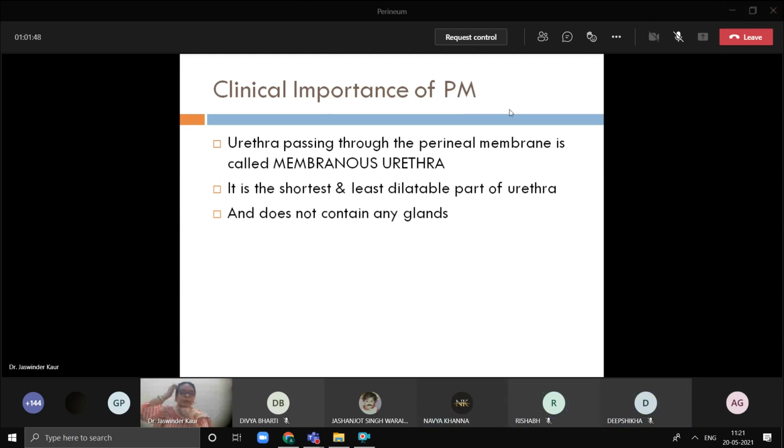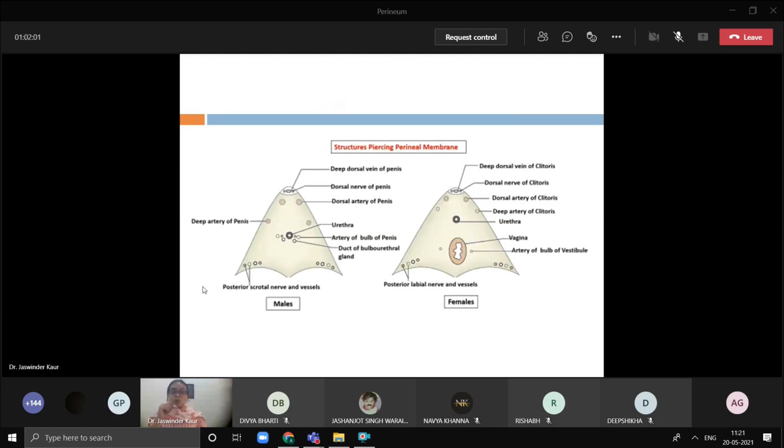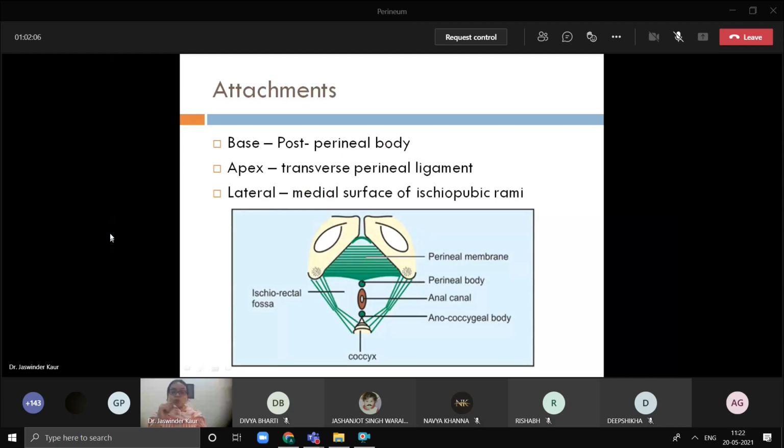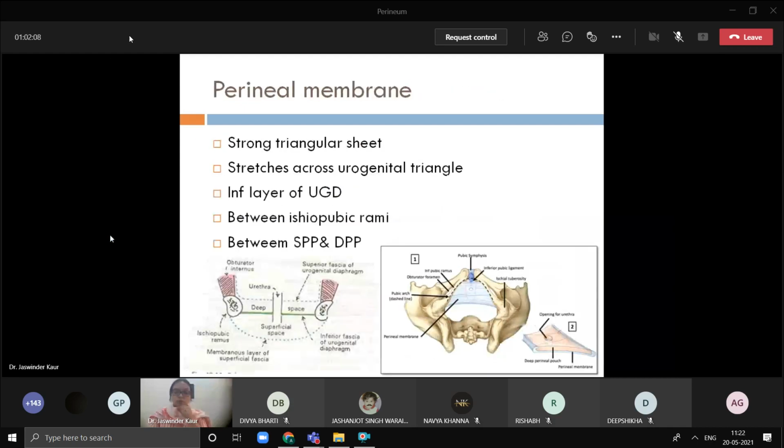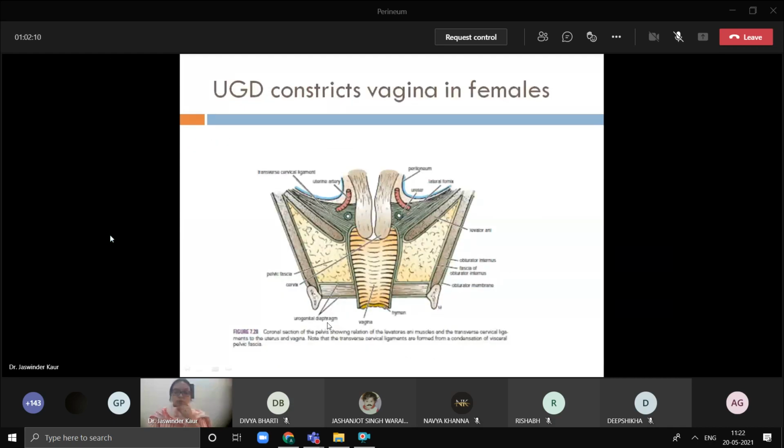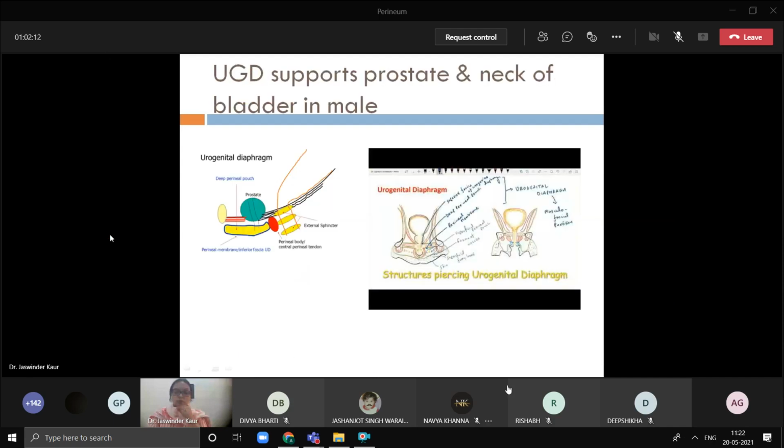Yes, ma'am. So you will study this topic well today. If you study it well, then tomorrow we will discuss the perineal pouches, superficial and deep perineal pouches. Both the pouches are very, very important. So diagram first is the structures piercing the perineal membrane. This you have to draw. Then the pouches we will discuss later on.